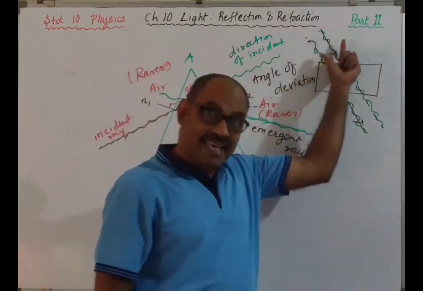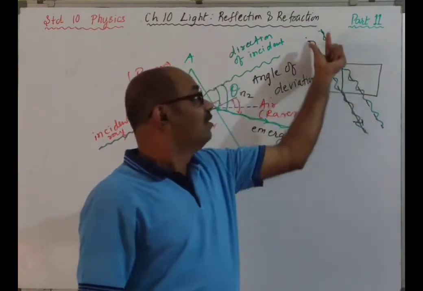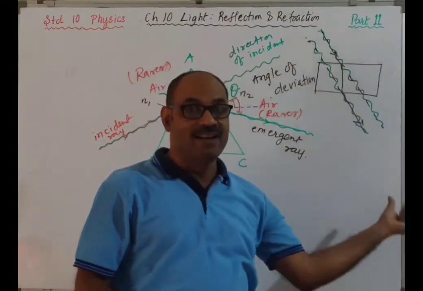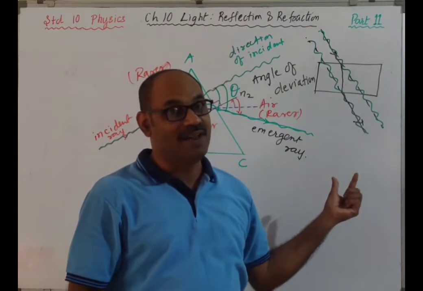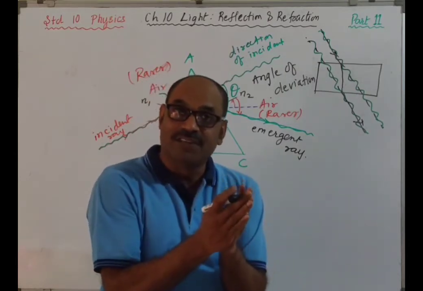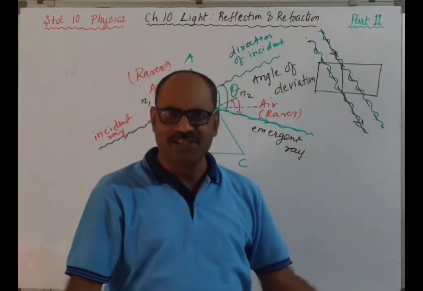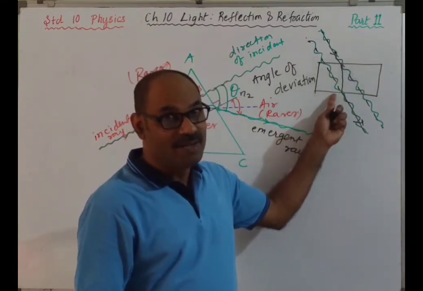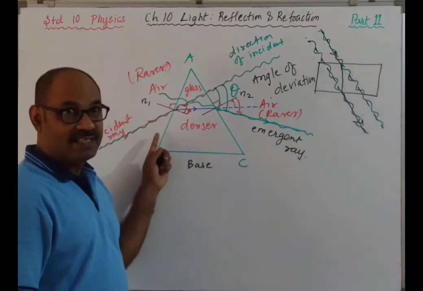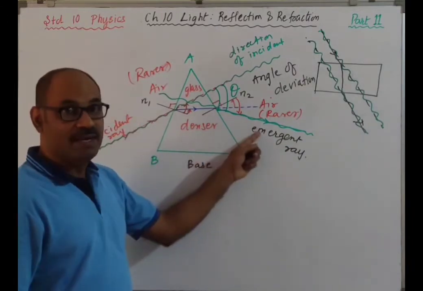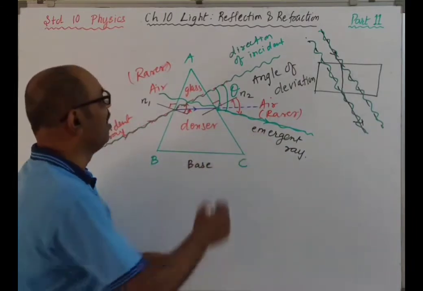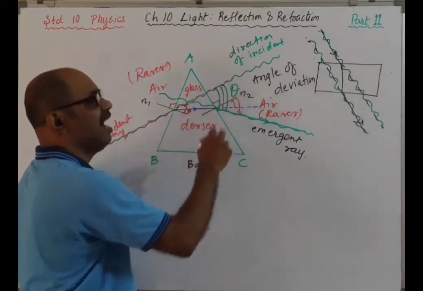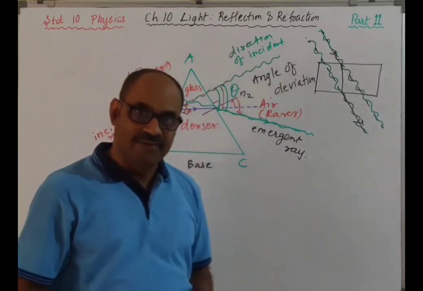Children, in case of a glass slab, the two directions are parallel. The incident ray and emergent ray are parallel, so the angle of deviation is 0. That means there is no deviation between the incident ray and emergent ray. But in case of a prism, the incident ray and emergent ray are not parallel and they make an angle theta, which is called the angle of deviation.